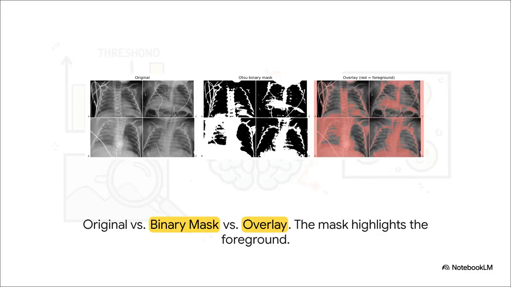Okay, so what did that actually do to our image? On the left, we've got the original X-ray. In the middle, that's our brand new binary mask. Look how clearly the spine and ribs pop out in white. And on the right, we've overlaid the mask just to show you exactly which parts of the original got selected. That's a really powerful result from just one automatic calculation.